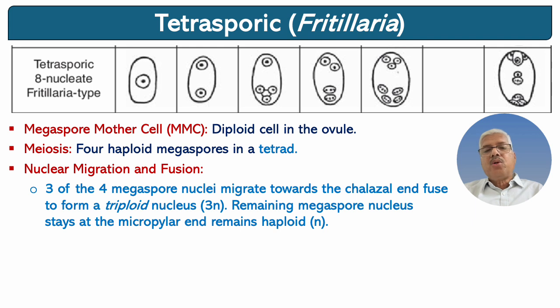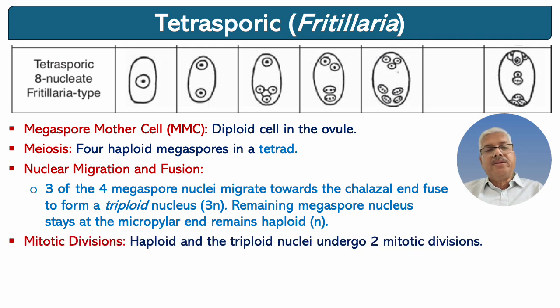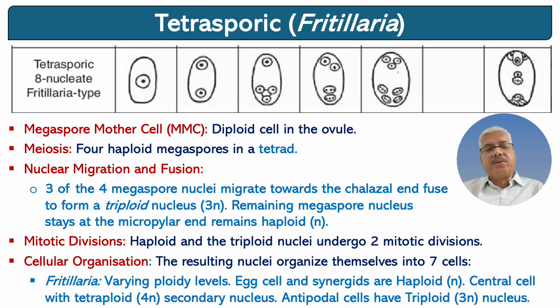Three of the 4 megaspore nuclei migrate towards the chalazal end. These 3 nuclei fuse together to form a triploid nucleus. The remaining megaspore nucleus stays at the micropylar end and remains haploid. Now, both the haploid nucleus at the micropylar end and the triploid nucleus at the chalazal end undergo mitotic divisions. Typically, each nucleus undergoes 2 mitotic divisions.